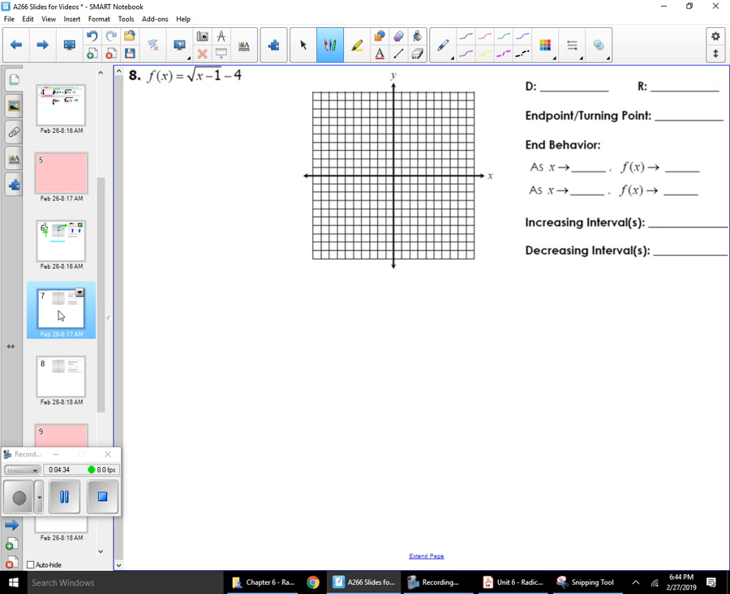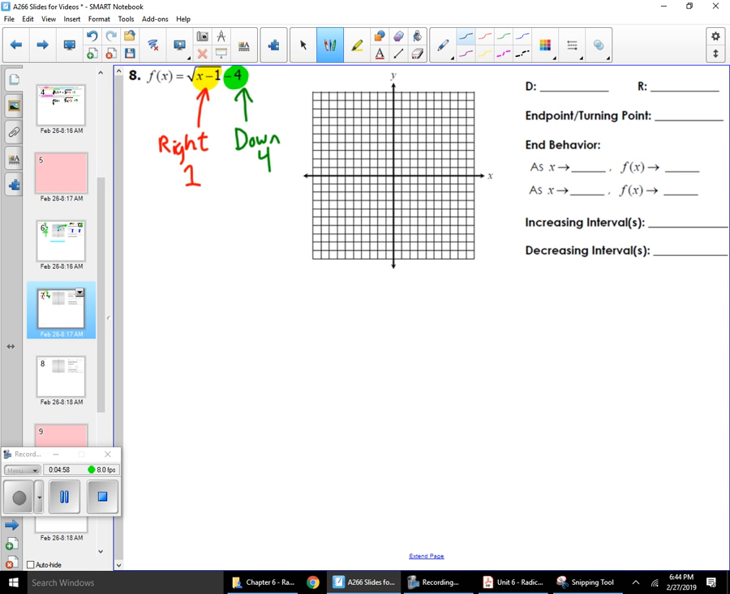Let's do one more example. Number 8. This is a square root function that is being shifted down 4 units and also 1 to the right. So this one is down 4, and also underneath the radical, that -1. Keep in mind that's the opposite of what we expect, so it's going to move right 1.